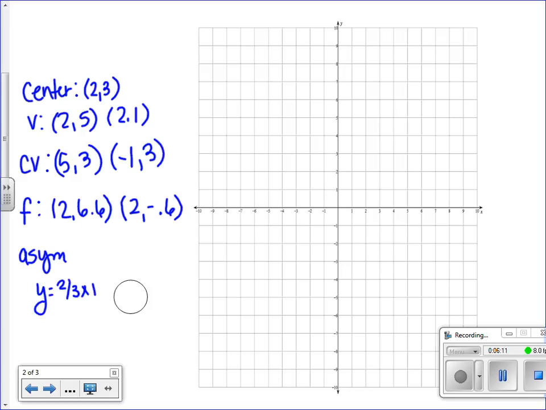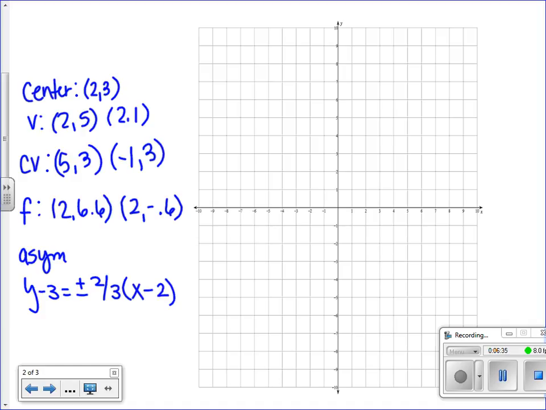Okay, let me show you a really super easier way to do this that I don't know why I didn't think of yesterday. What is y minus 3 equals plus or minus, what was it? 2/3 times x minus, what was it, 2? Okay. Alright, so let's get this graphed.